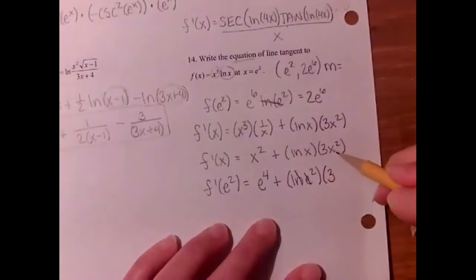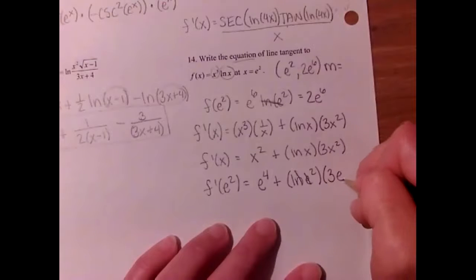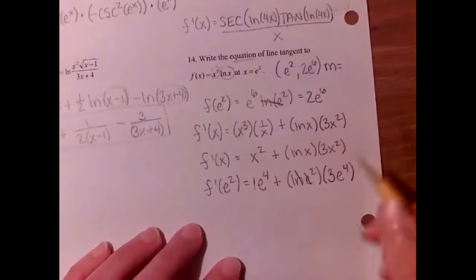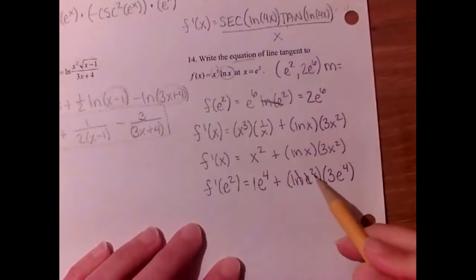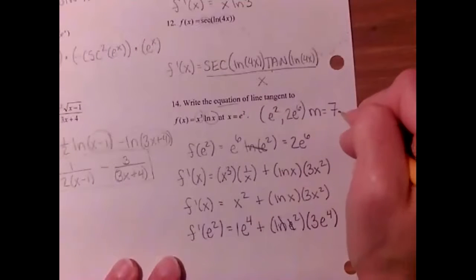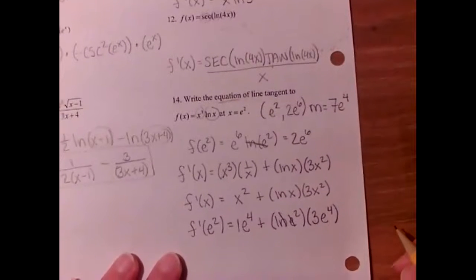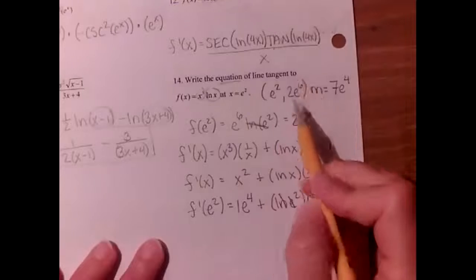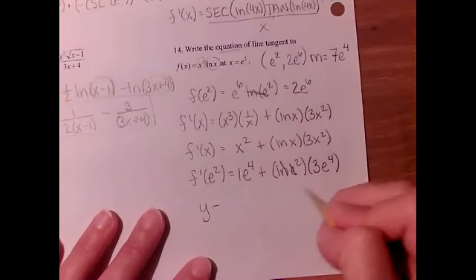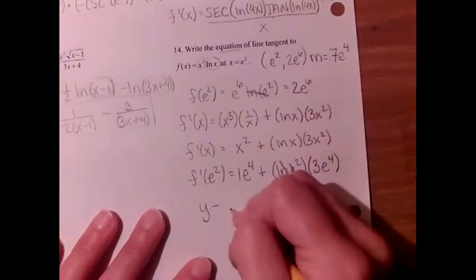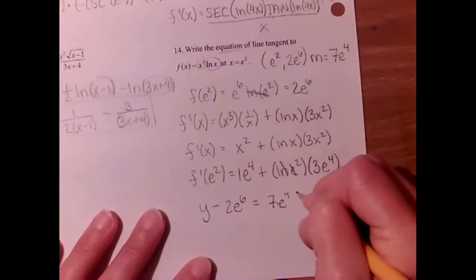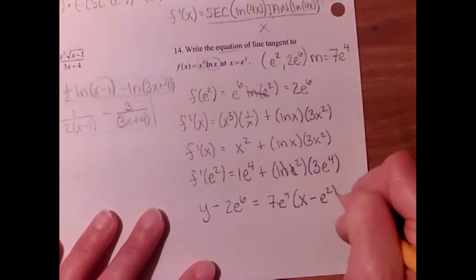And then I've got 3 e squared squared, which again would be e to the 4th. So this is 1e to the 4th. And then here I've got 2 times 3 would be 6e to the 4th. So adding them together will be 7e to the 4th. And so this is our point, this is our slope, and we're just going to put it together to write the equation. So y minus my y value equals the slope, and then x minus the x value.